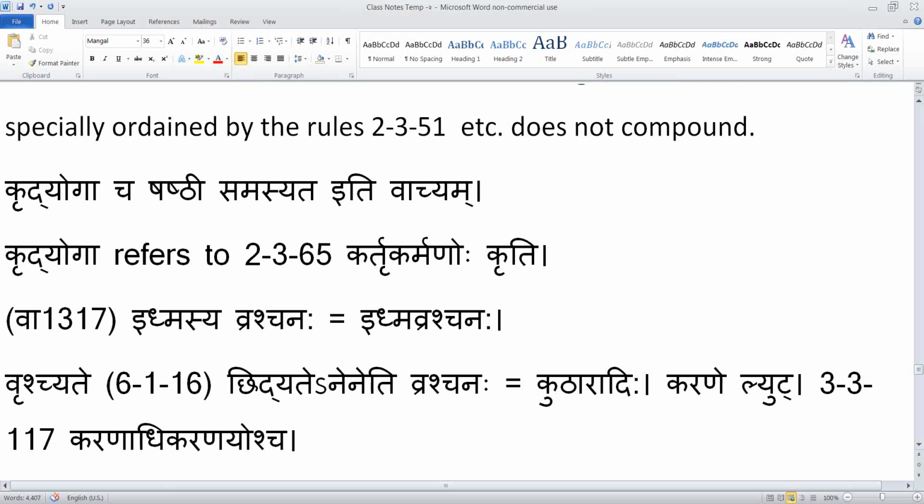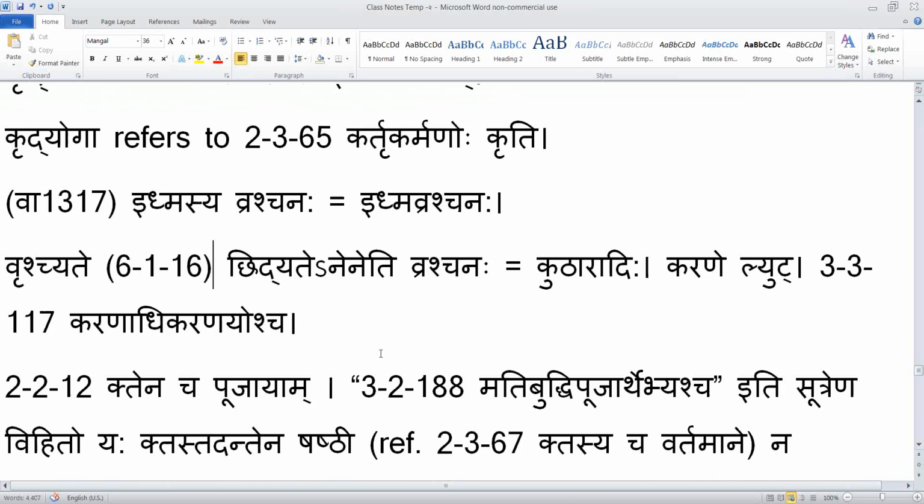Okay, so now we are down to the third step. First step was pratipada vidhana shashti na samasyate. Second, which is the vartikam on nanidharane, that's the nishedha. Second step was that krut yoga shashti samasyate. So we got the second step. Now the third step is coming, but we don't want all of these to compound also. So now we go to the third step.